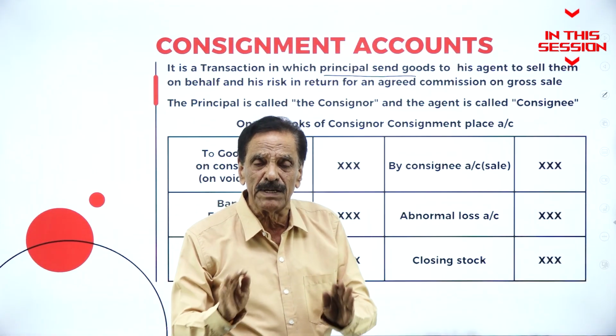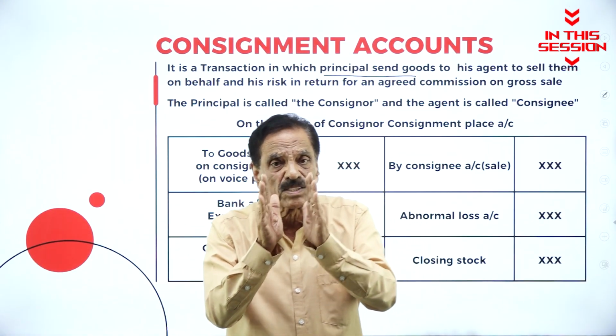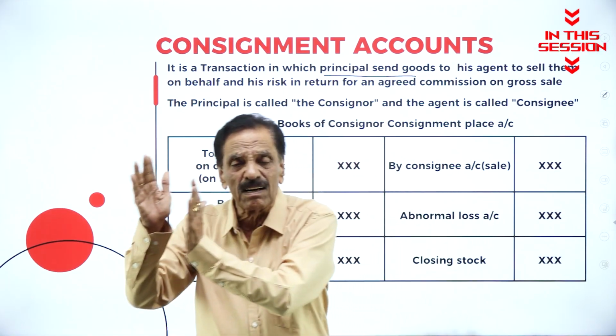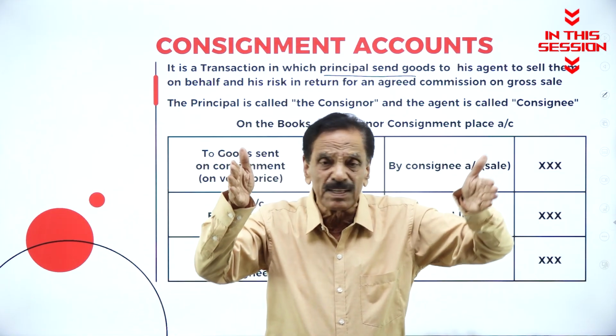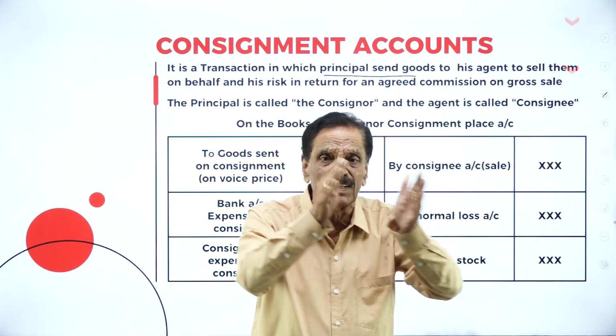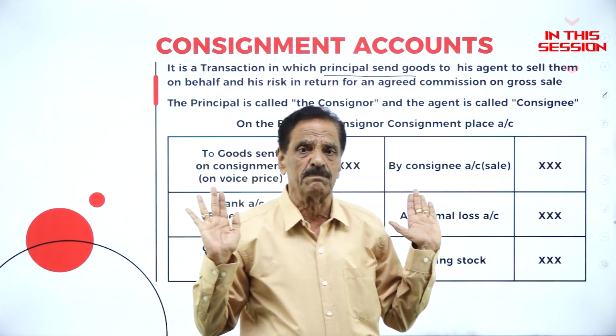In a consignment, there are two parties. One is called the consignor, another is called the consignee. The agreement that takes place between the consignor and the consignee we call as consignment.